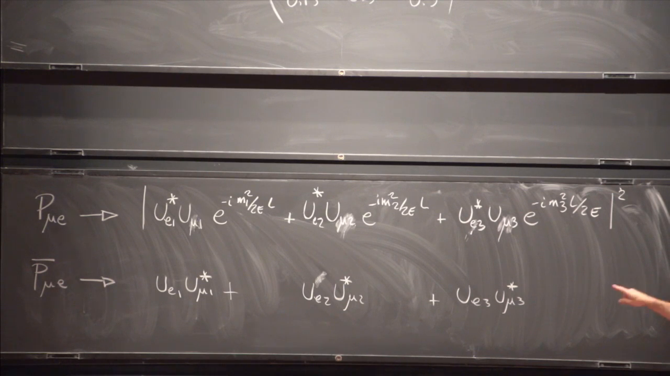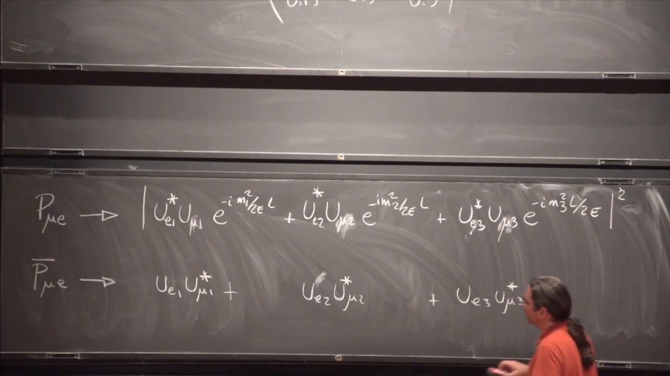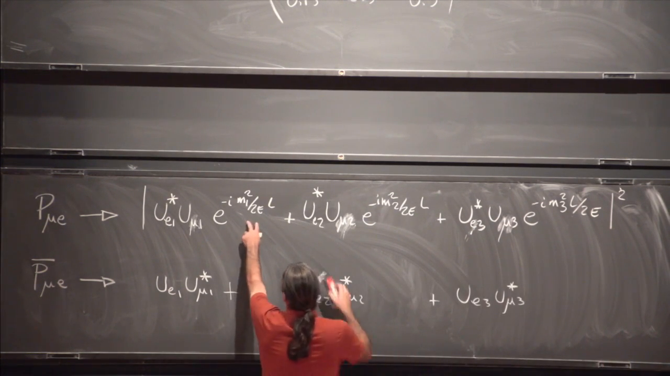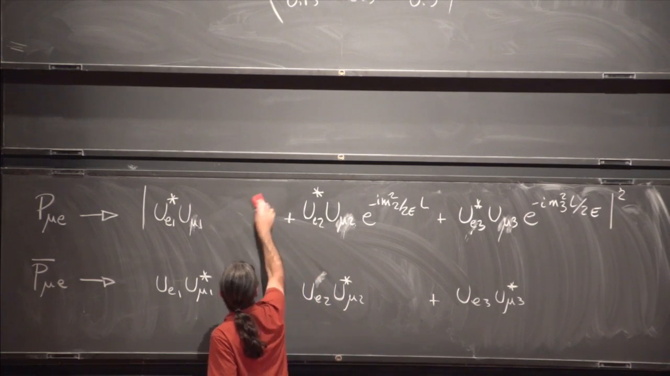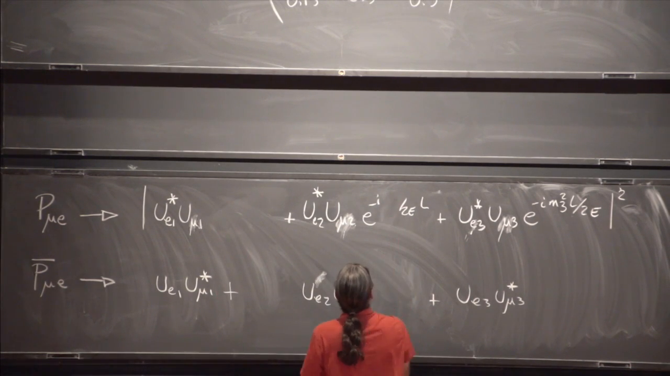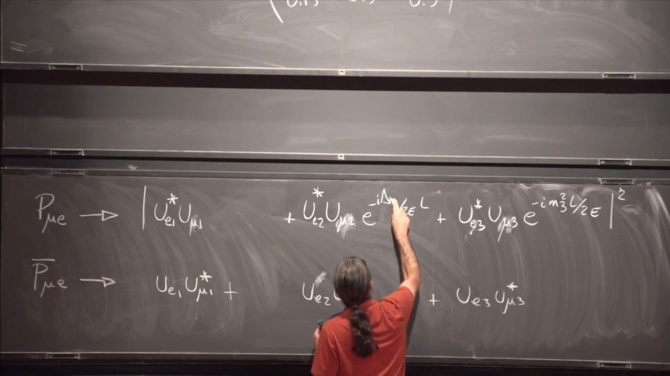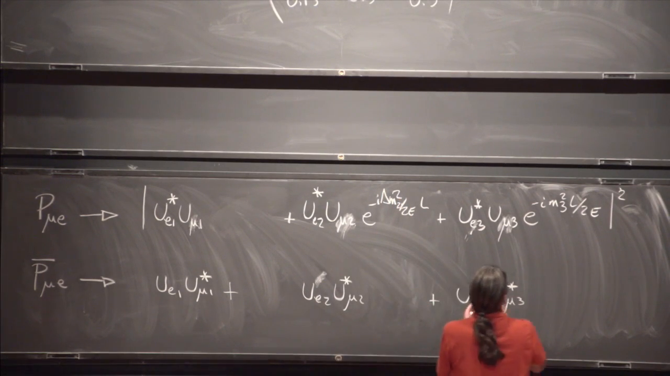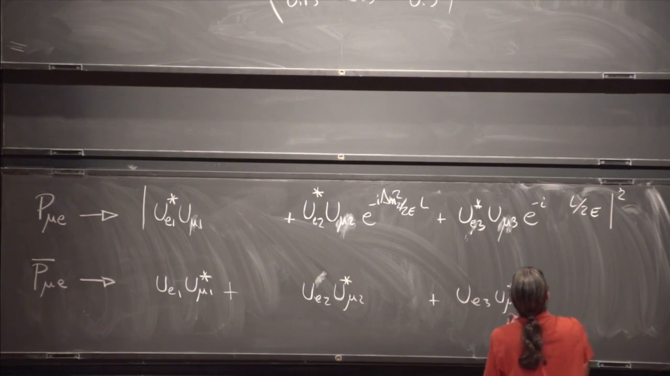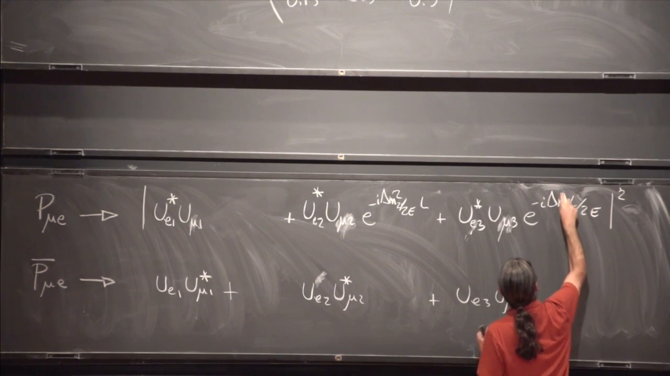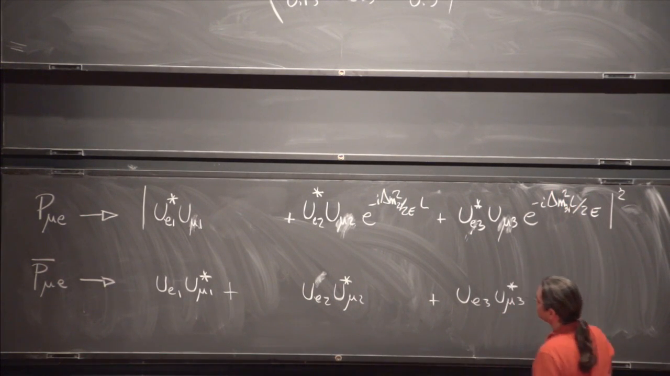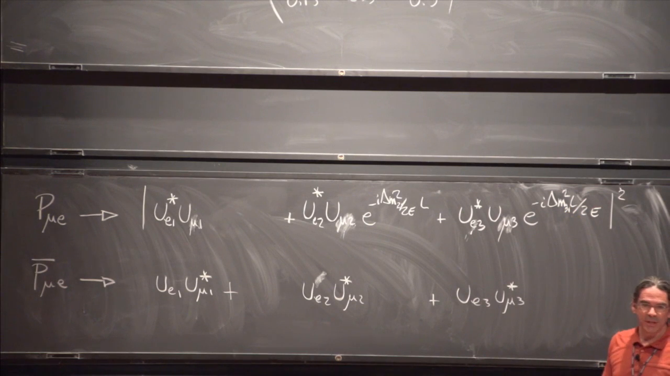Now, in order for us to identify what does it take to have these two numbers be the same, I'm going to simplify this expression a little bit. So I can pull out this factor here. So this becomes delta m squared 2,1. And this becomes delta m squared 3,1. Okay, and clearly that doesn't change the magnitude squared of that complex number.